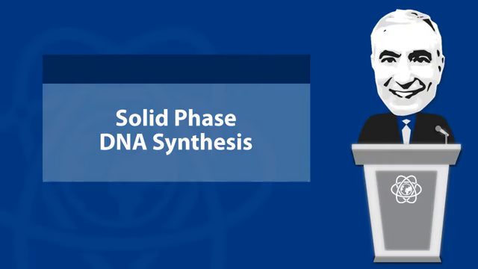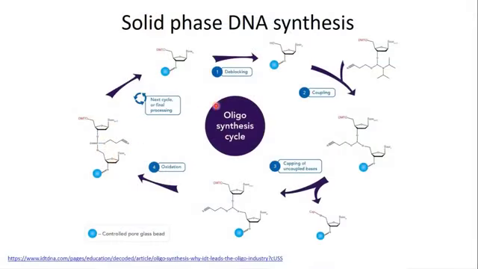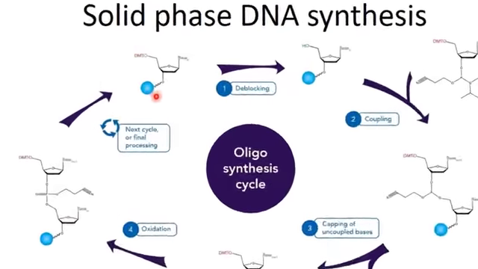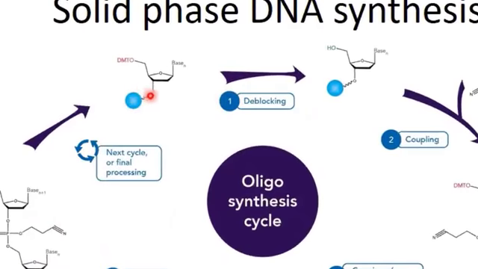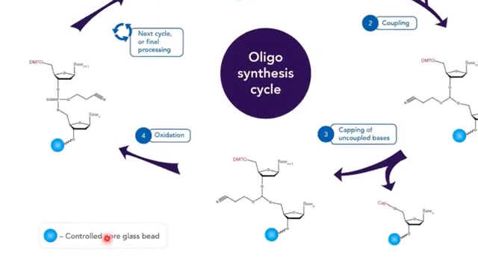All right, so how is solid phase synthesis done? Well, you take your base and you first have to hook this onto the glass bead. Let's see, where's this hooking onto the glass bead? It's already hooked on, so we'll start right here. So here's a base hooked onto a glass bead. The glass bead is a controlled pore glass bead.